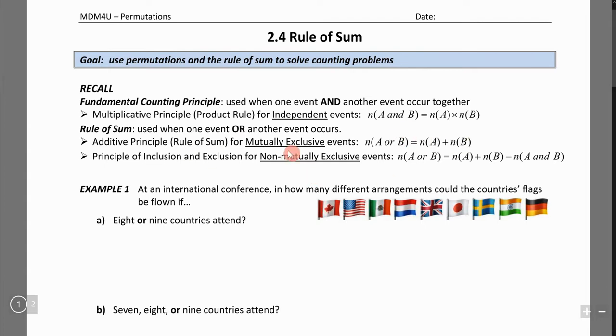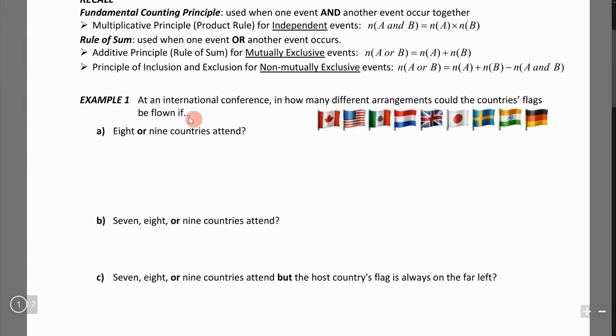Okay. And when we have non-mutually exclusive events, on your Venn diagram you have two overlapping circles, so two events that share common outcomes or elements. You add the number of outcomes for both events, but subtract the intersection, because of that extra copy of outcomes. So now we're going to apply permutations to help us count all these different kinds of events: independent, mutually exclusive, and non-mutually exclusive. Let's go through some examples.